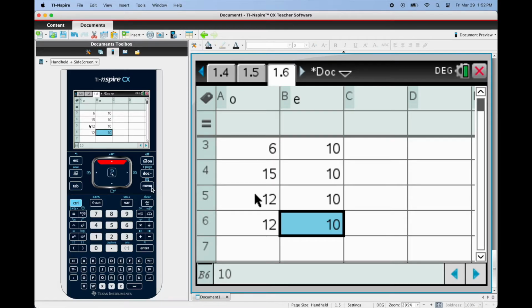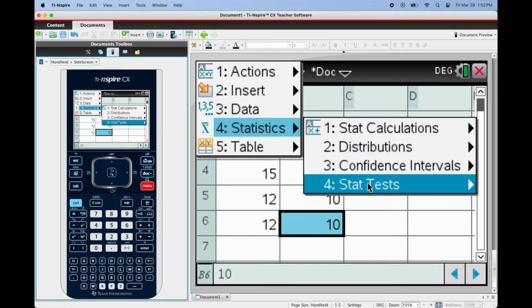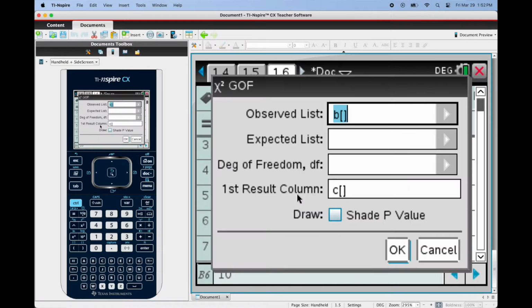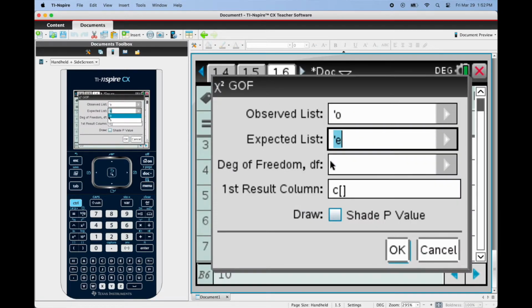Alright, so we've got our observed, we've got our expected. Let's go to menu, statistics. I want to do a stat test, and we want to do the chi-squared goodness of fit. Our observed we called O. Our expected we called E. Degrees of freedom we need to find.